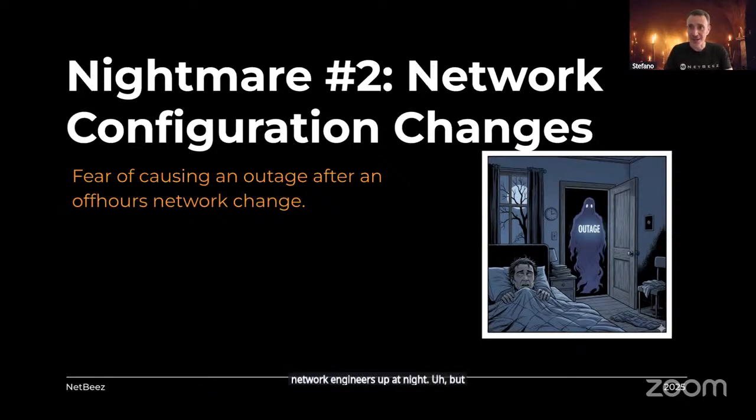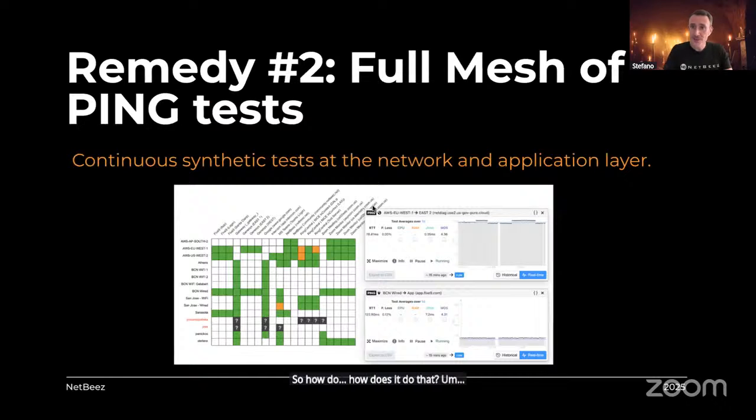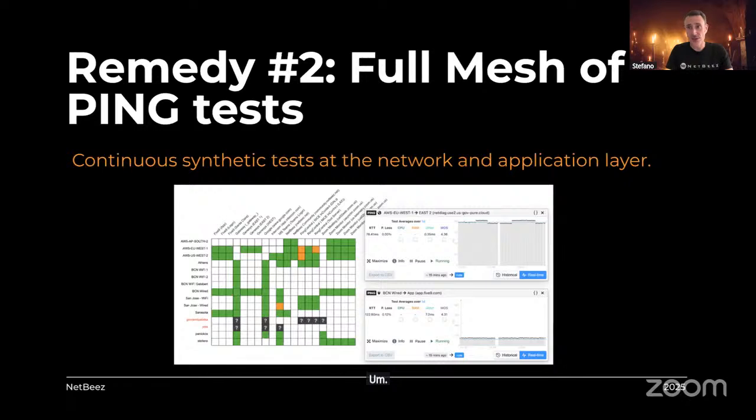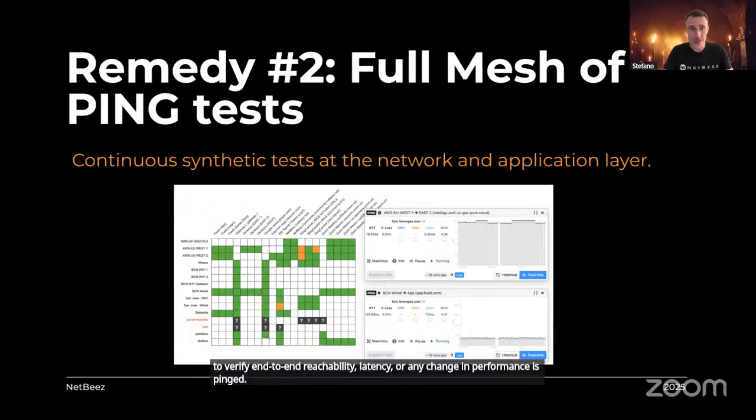But of course, NetBees also has a remedy for that. It's actually one of the reasons why NetBees started as a configuration change validation tool. So how does it do that? NetBees allows you to run a synthetic test end-to-end from multiple sources, which are the agents that I already talked about. The typical test you can use to verify end-to-end reachability, latency, or any change in performance is ping. I think everybody knows about that.